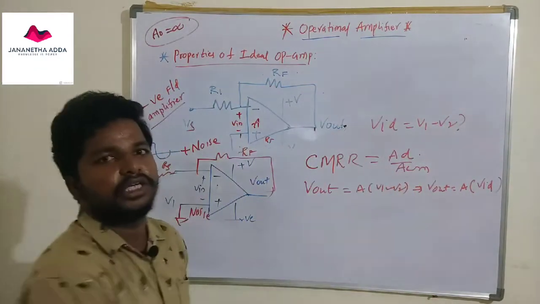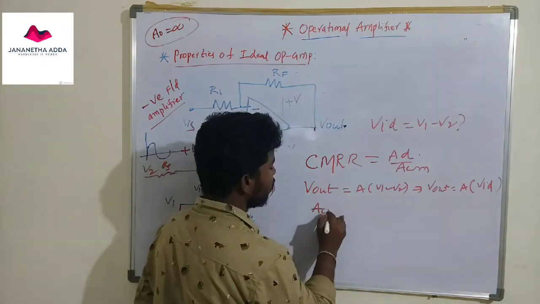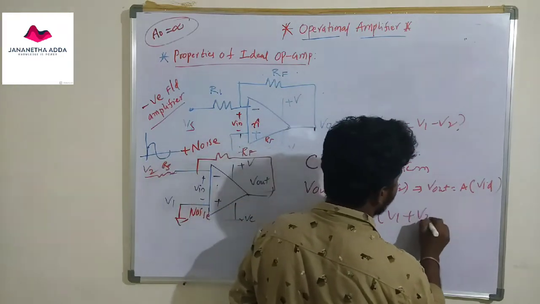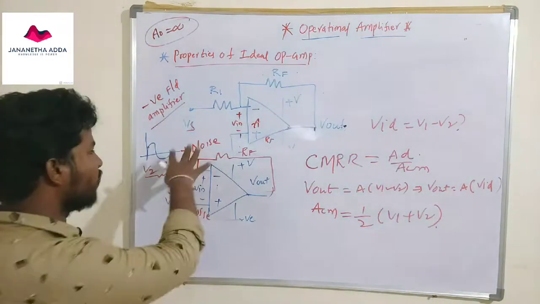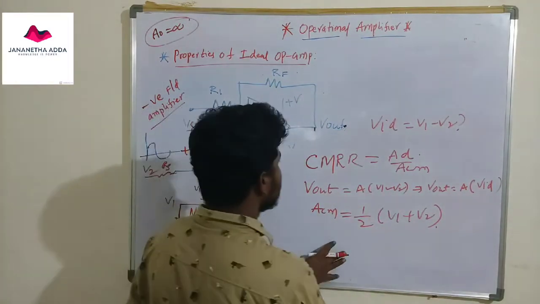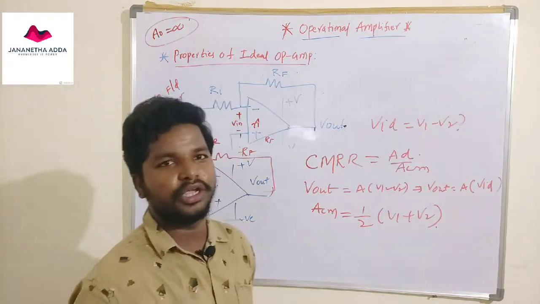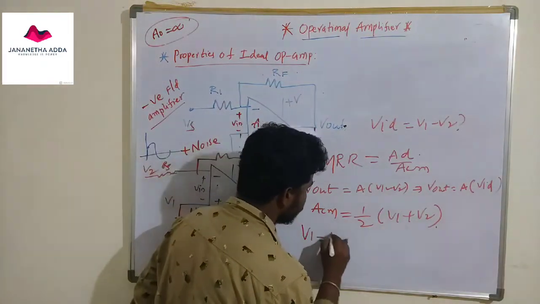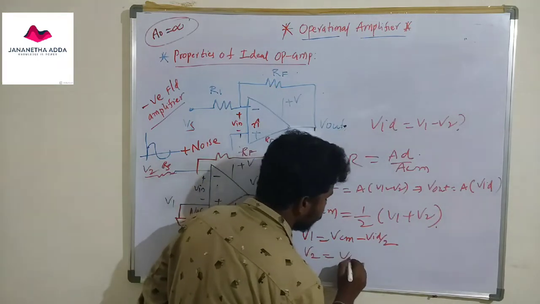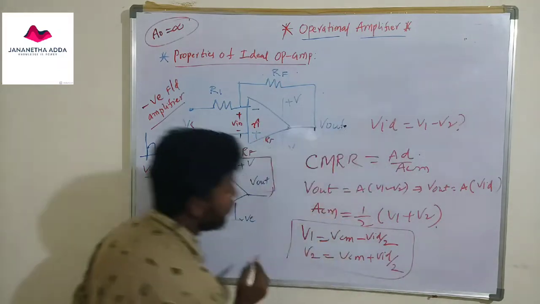So what is the common mode gain? ACM is equal to one half of (V1 plus V2). It takes the average of the input signals. If I represent V1 and V2 in terms of the common mode signal and the differential mode signal, V1 equals VCM minus VID by 2 and V2 equals VCM plus VID by 2. So these are the representations of the signals.